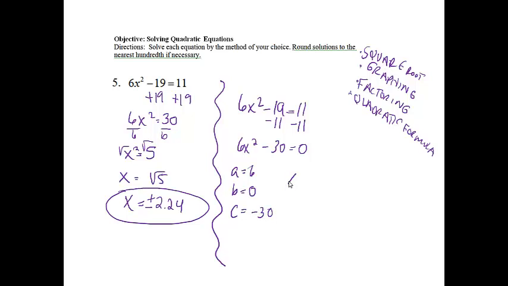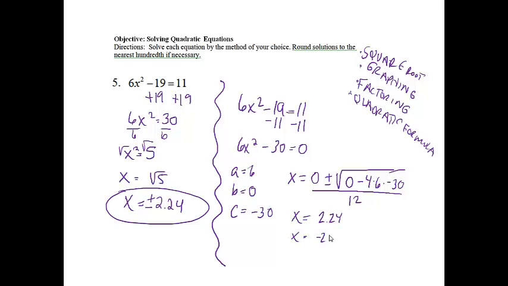So setting up this formula, we'd have x equals opposite B. Well, the opposite of 0 is still just 0. Plus or minus square root. B squared, well, 0 squared is still 0. Minus 4AC all over 2a, and 2 times 6 is 12. So then if you used your calculator to type that in, when you did the plus, you'd get 2.24, and then the other one, you'd end up getting negative 2.24. So either way would be fine.